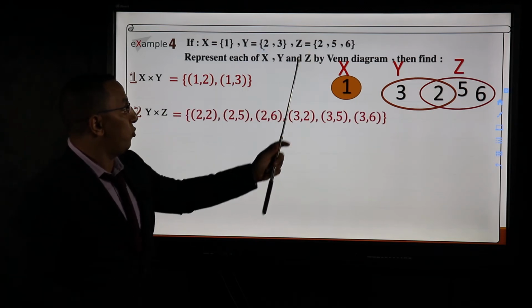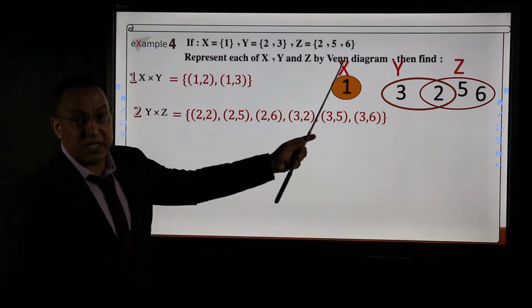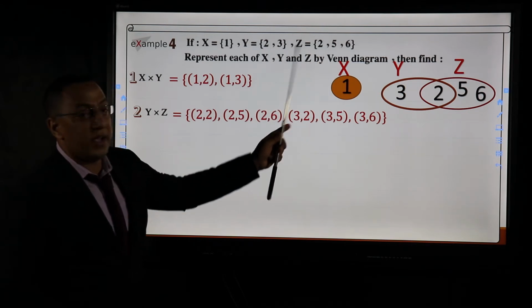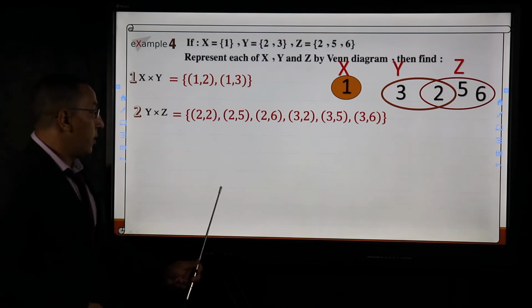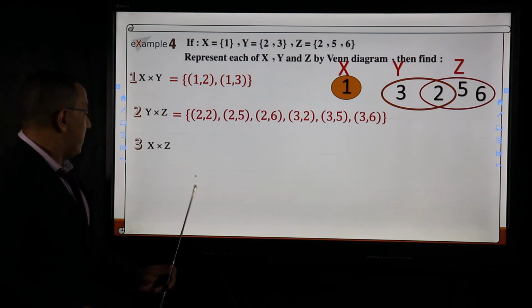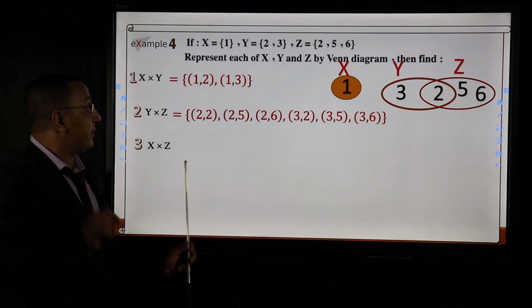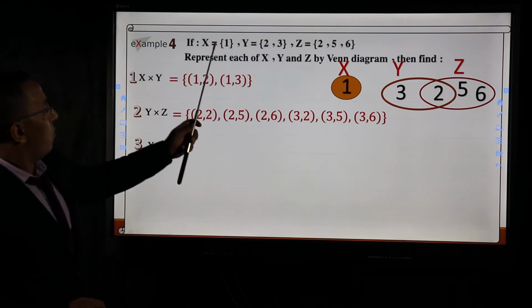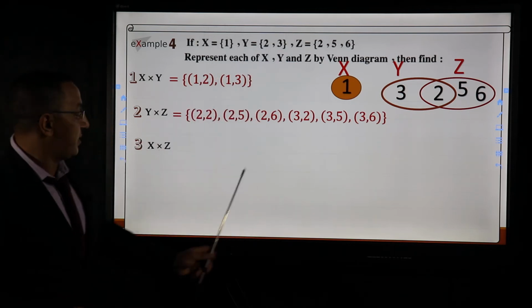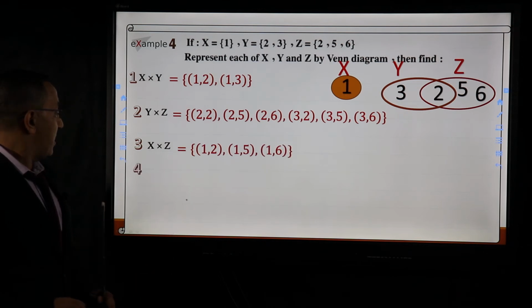Here 2, 2, 2, 2, 5, 2, 6, 3, 2, 3, 5, 3, 6, as we see. Okay, number 3, x product z: 1, 2, 1, 5, 1, 6, like this.